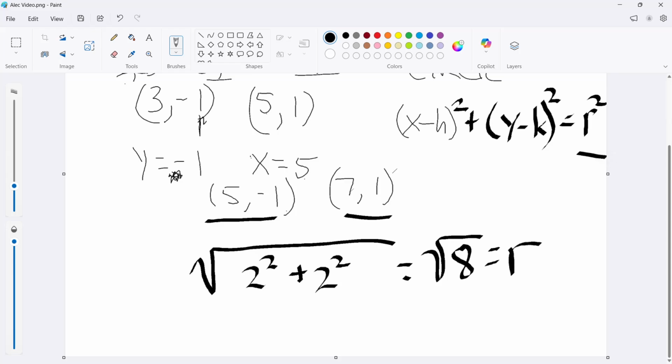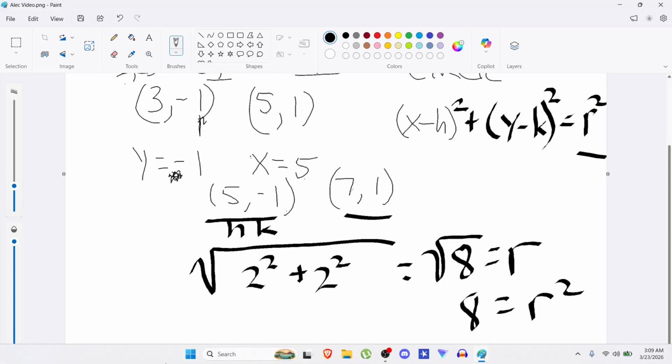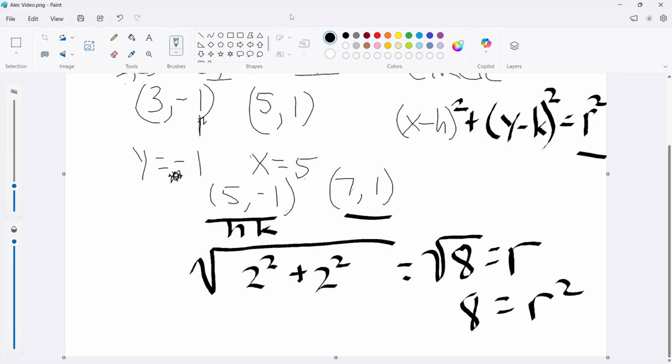Well, remember, in this equation, it's r squared. Square root of 8 squared is just 8. 8 equals r squared. So now I have my center, h, k. H is 5 and k is negative 1. And I have my r squared is 8. And so now I can get the equation of this circle.